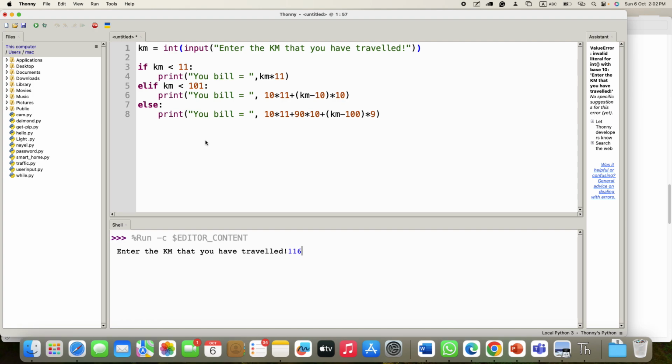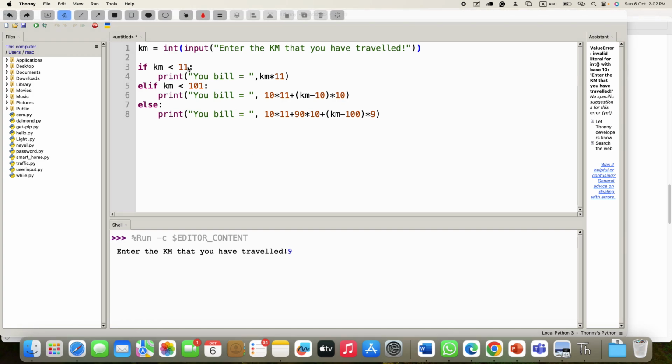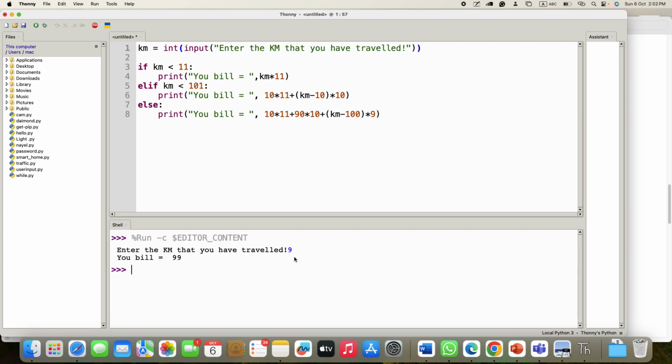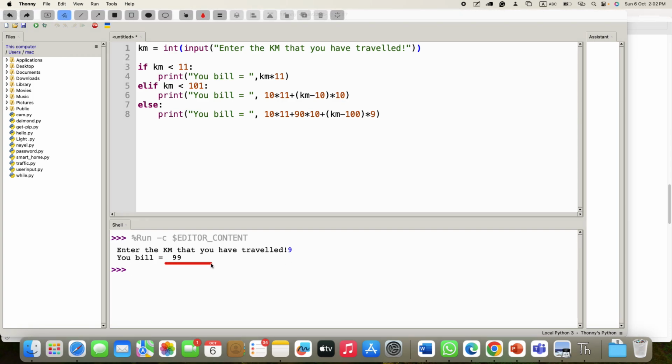Now what would happen in this case? First, let's say I just say 9. 9 is less than 11, isn't it? So simply what it's gonna do is it's gonna come here and it's gonna multiply by 11. 9 times 11, 99. So bill will be 99. Here we go. The bill would be simply 99. See here? Bill is 99.